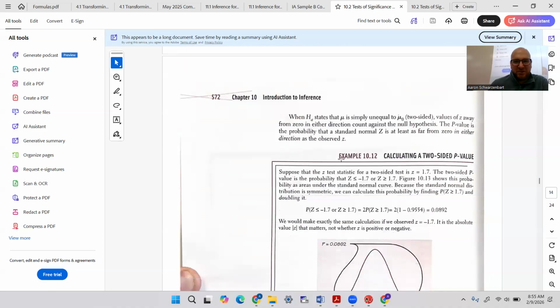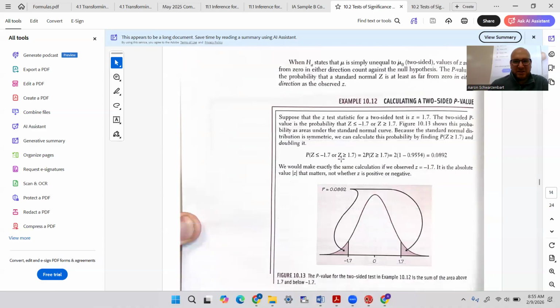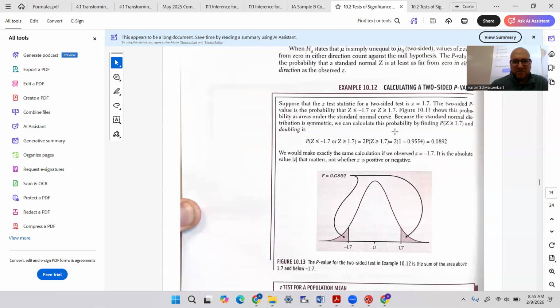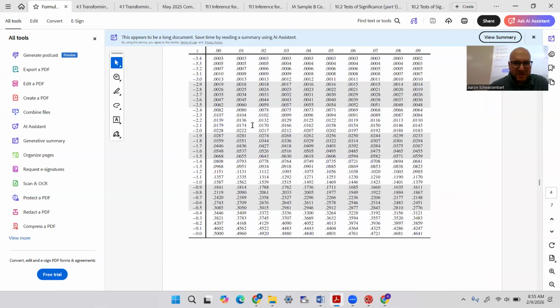So let's carry out a whole test. No, we're not going to carry out a whole test yet. So we get a z-value of 1.7 on a two-sided alternative. So I'm going to do the negative 1.7 instead of the positive one. Negative 1.70.